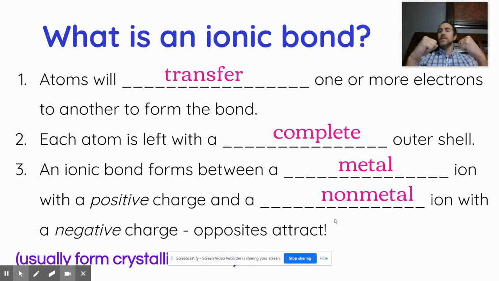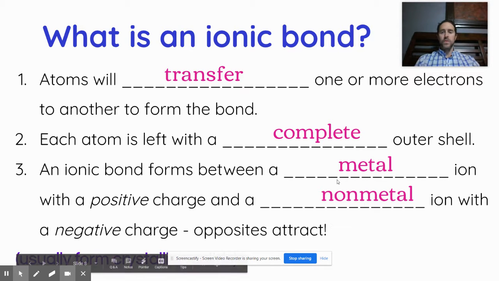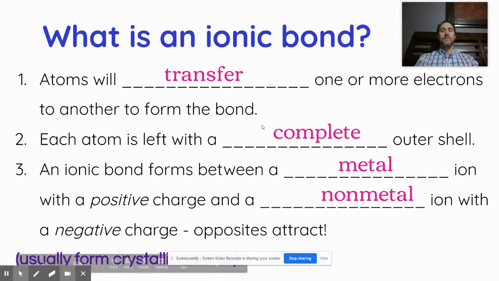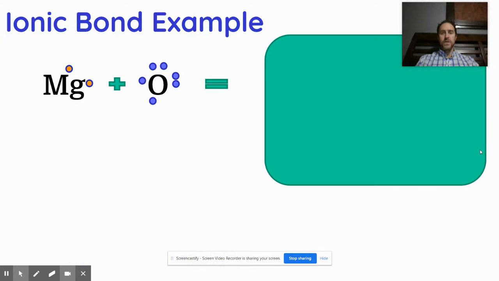Think about magnets. If you have a north and a south, those opposites attract, so they are going to pull together. So you have two atoms, one will give some electrons away. You'll end up with two oppositely charged ions, and they're going to join together. Again, feel free to pause the video if you need to write this down. Otherwise, let's take a look at what that looks like.